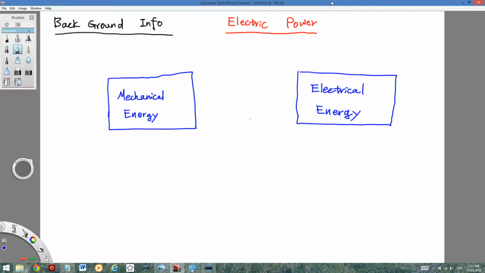Good morning, everyone. Today we are going to do a new topic, electrical power. In this topic, we are basically learning the relationship between mechanical energy and electrical energy. The first thing we're going to learn is how do we transform electrical energy to mechanical energy.